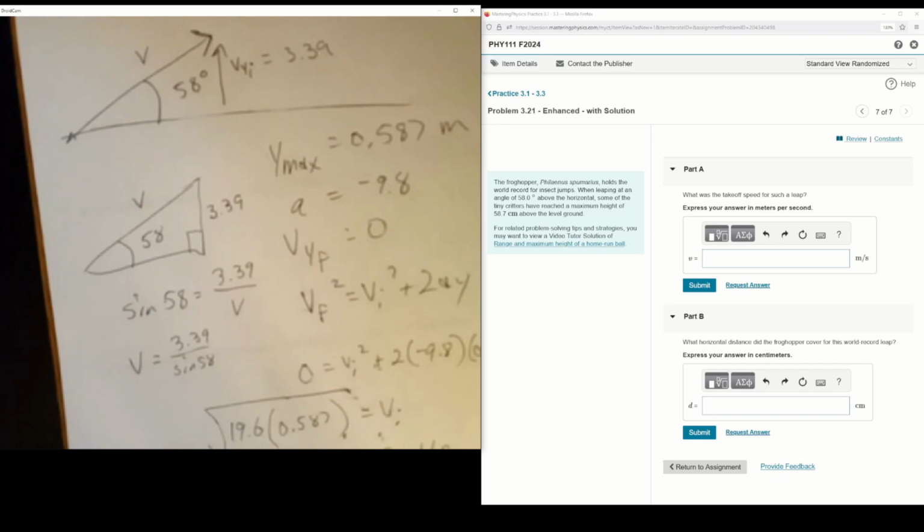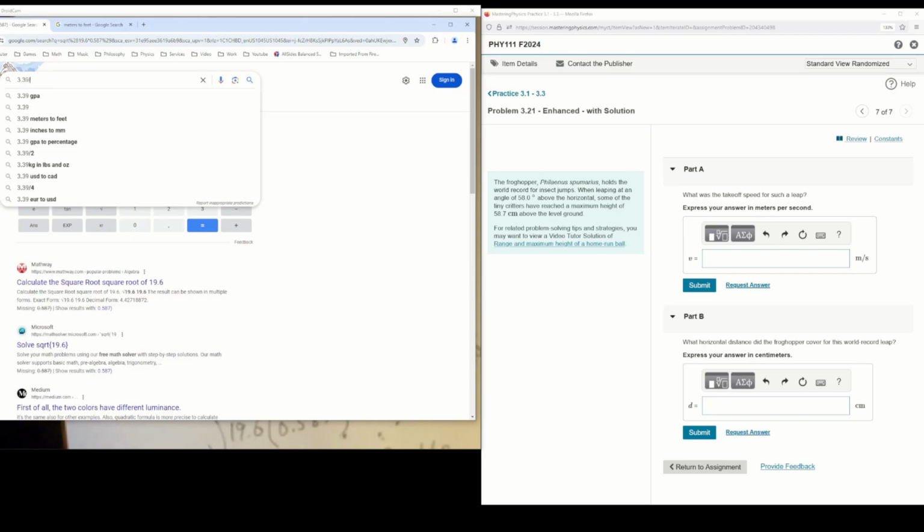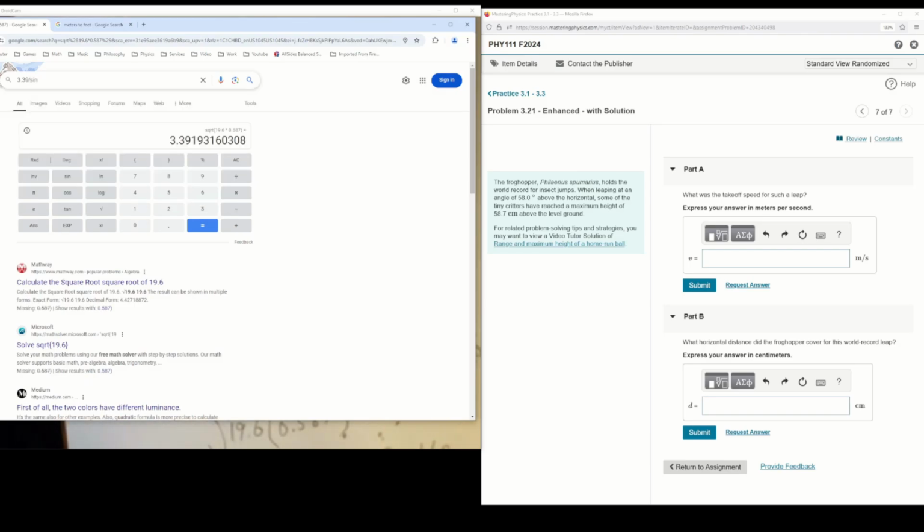Now to do sine of 58, since Google always works in radians, I do need to convert that. So what am I typing in? 3.39 divided by sine of 58, but I do need to convert this to radians because that's how Google always works. So in case you don't remember, I need to convert degrees.